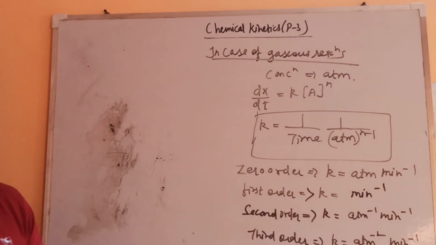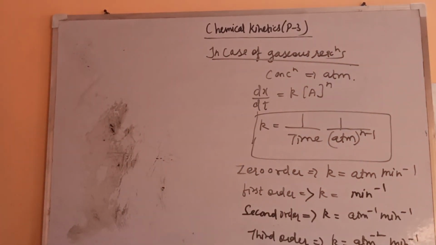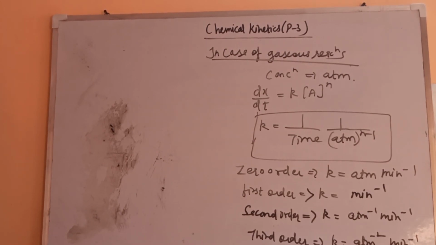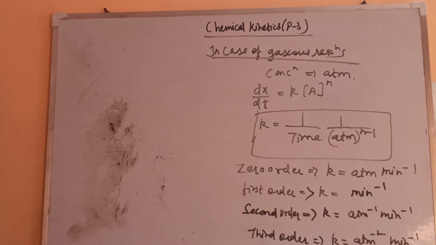So in this way. And what kind of questions you will get from here? You will get, for example, they have given you the rate constant of a particular reaction. Identify the order. From the units you have to identify the order of the reaction. From the units you will come to know the order of the reaction. So this is about the order of reaction.